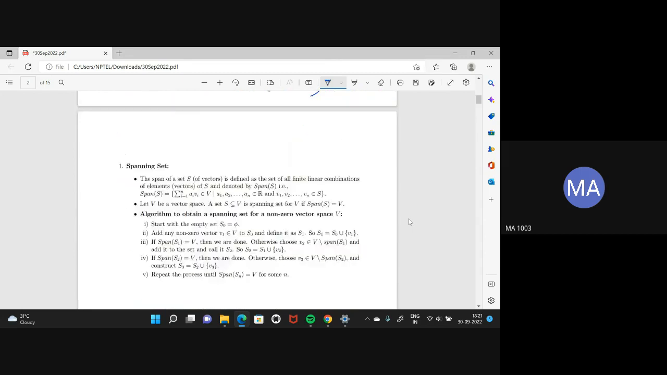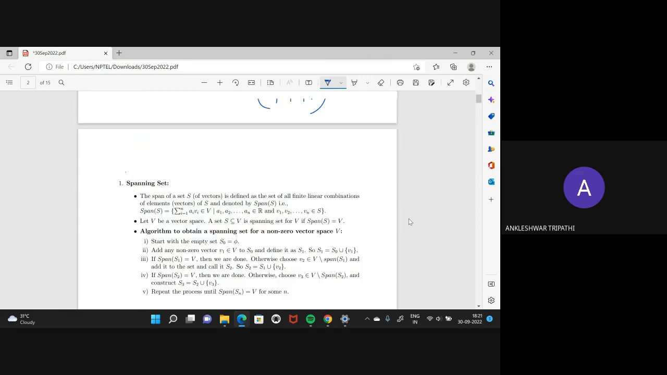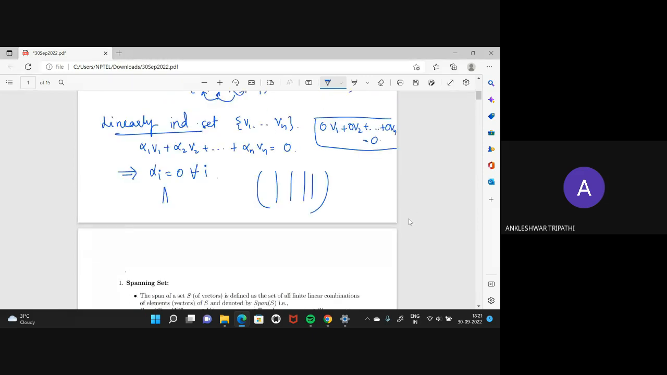So in week 4 content, we have what is called a spanning set. One more doubt: if A is an M by N matrix, how can M and N affect dependency and independency? There are three conditions: M equal to N, M greater than N, and M less than N, where A is the matrix formed by the given vectors.